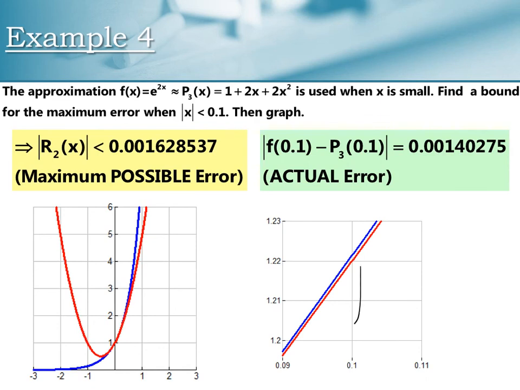And you can see, the furthest apart the two curves are, the blue curve and the red curve, the furthest they are between negative 0.1 and positive 0.1 is right here at 0.1. And that's just because of the nature of e to the 2x and its derivatives.